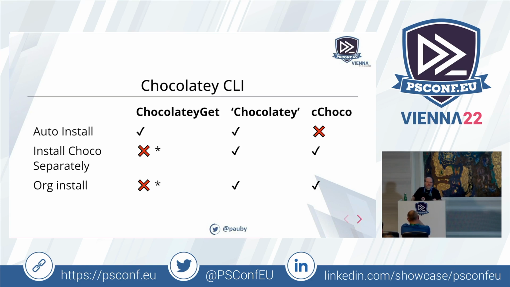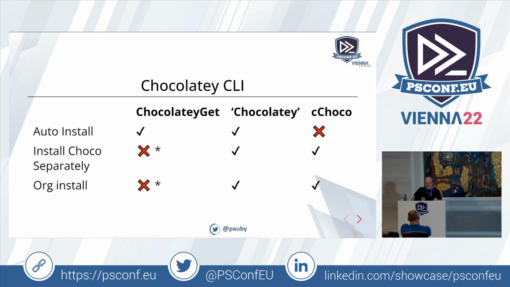Installing Chocolatey separately. So what I mean by that is you can actually install the Chocolatey CLI on its own. You don't have to install a package to get it there. You can install it on its own. The Chocolatey Get one, the caveat to that is, as I just said, you can't really install it separately, because as soon as you install a provider, it's installed. So there's no option to do that. The Chocolatey module, I think it's Install-ChocolateySoftware, is in the Chocolatey module. So you can just install Chocolatey and nothing else. cChoco, you can do that.